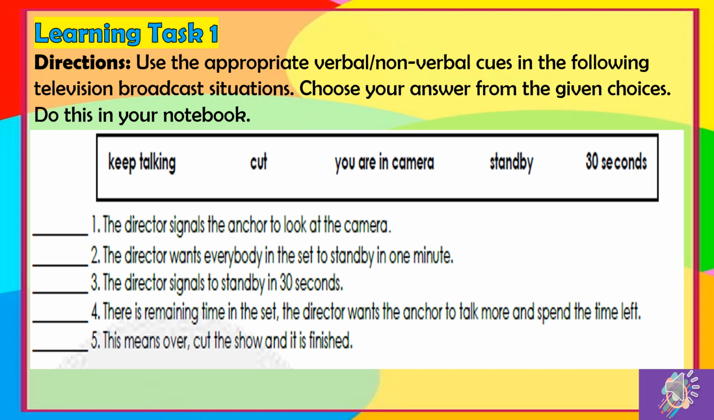Number 1, the director signals the anchor to look at the camera. Number 2, the director wants everybody in the set to stand by in 1 minute. Number 3, the director signals to stand by in 30 seconds. Number 4, there is a remaining time in the set. The director wants the anchor to talk more and spend the time left. Number 5, this means over. Cut the show and it is finished.